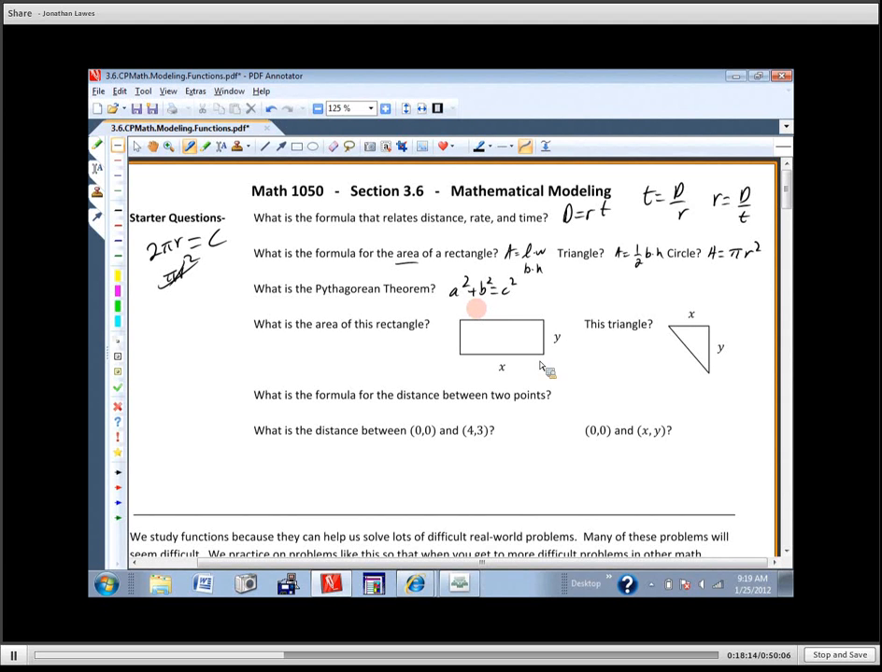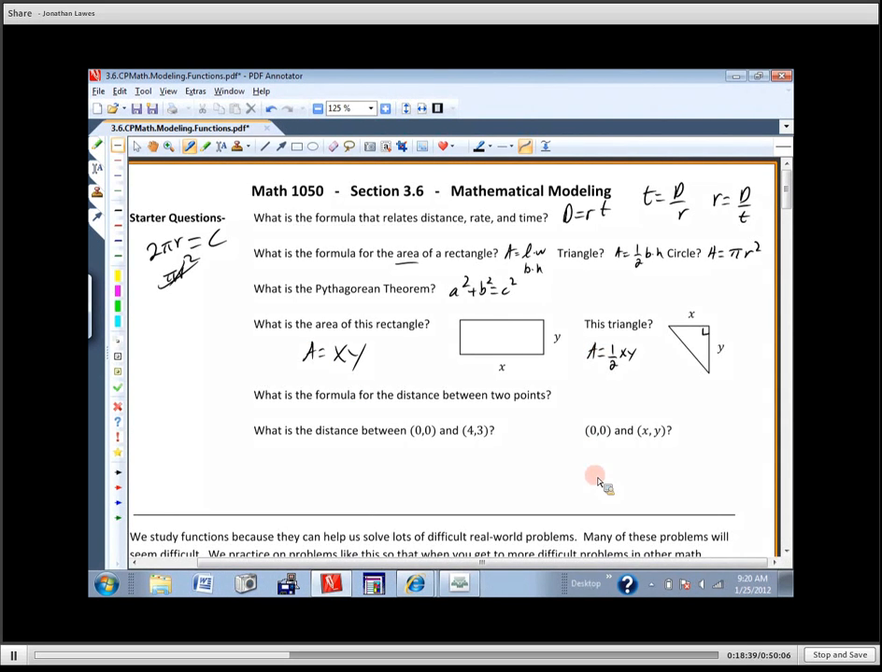What's the area of this rectangle? It's just xy, that's it. Just base times height, length times width. Okay, what's the formula for the area of this triangle? And we'll assume that that's a right angle right there. So this would be 1/2 xy, or you could do xy over 2, that would be fine. I'm going to write the area equals this and the area equals this.